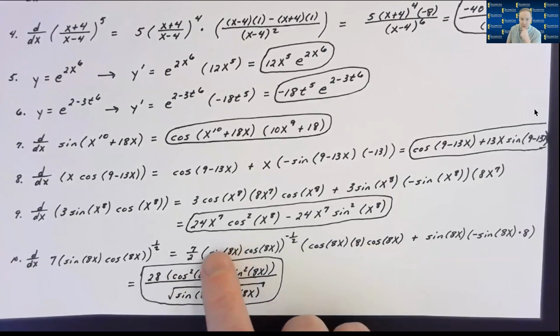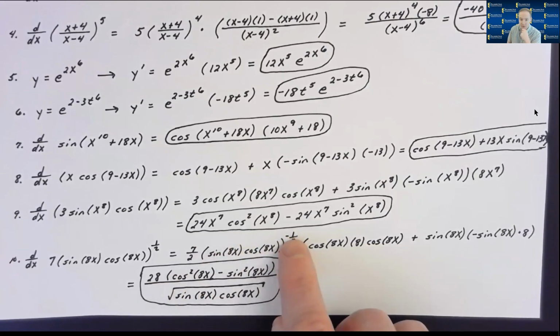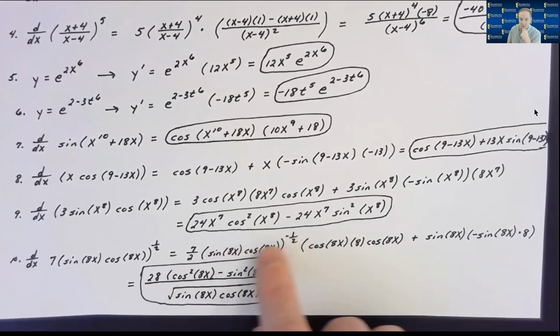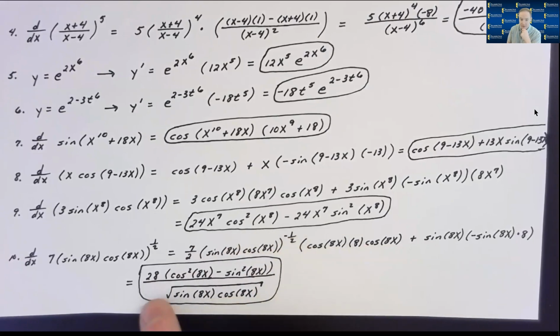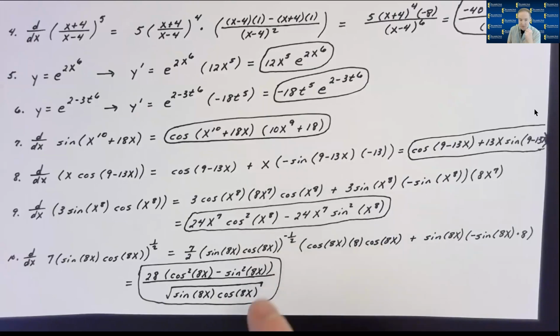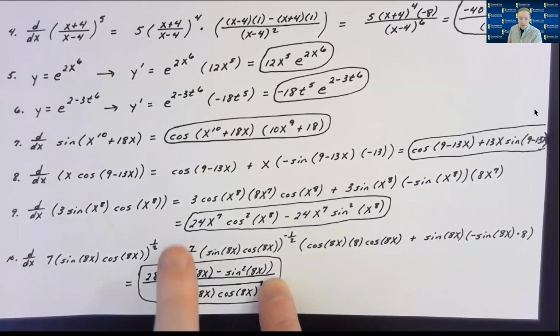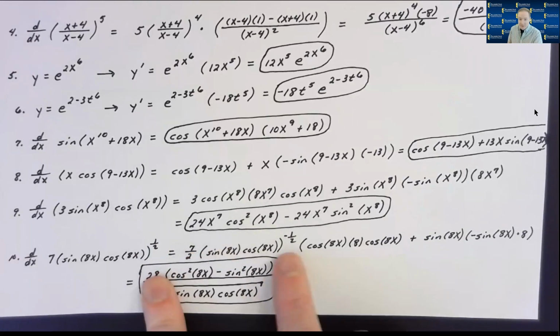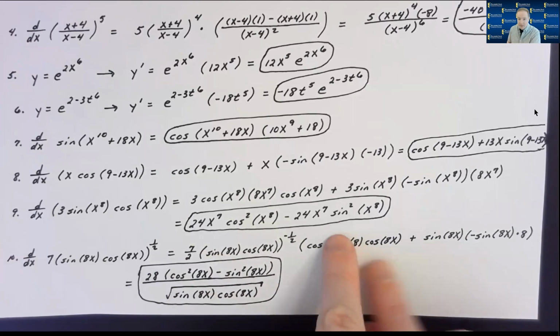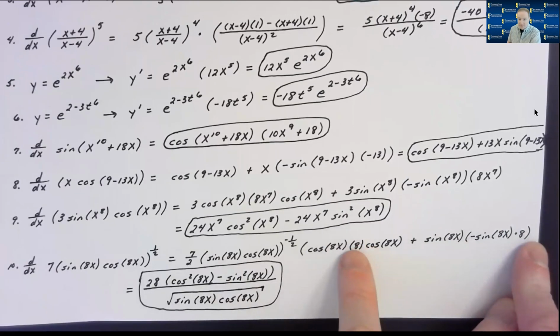Now, I know that this group just is going to become a square root of that group in the denominator. So that's what I did. You could have also just left it to the 1/2 power if you preferred. Now, in the numerator, the 28 constant is going to be multiplying this group. Again, I've already factored out the 8.